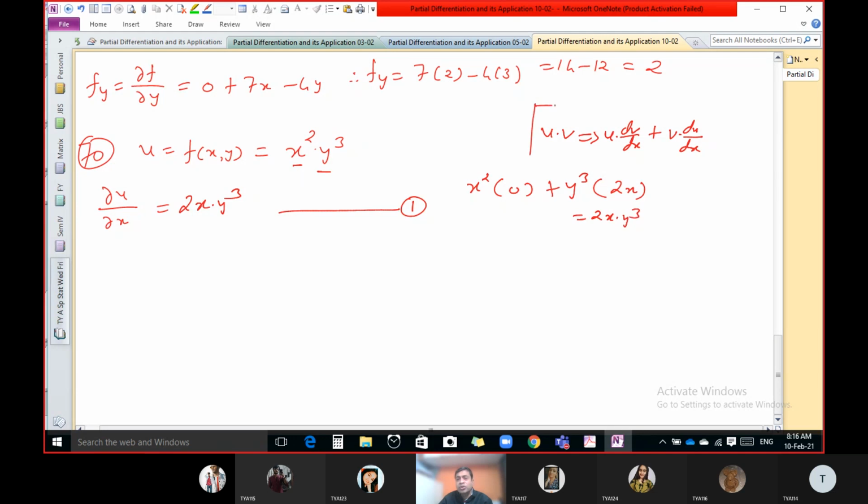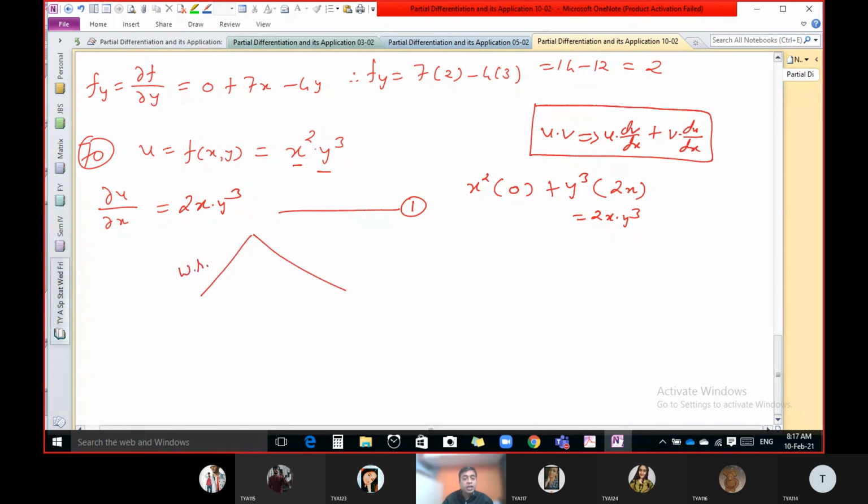Even though if you use the multiplication rule, you will get the answer, it is not required for this particular situation because y cube is a constant.